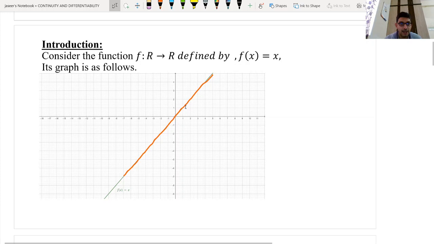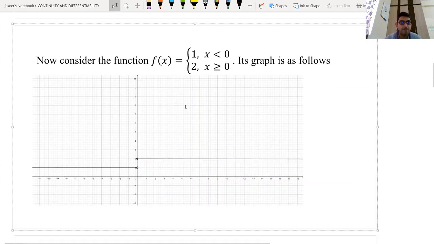Now if you consider another function, f of x is equal to 1 if x is less than 0, and 2 if x is greater than or equal to 0. Now suppose we draw the graph of this one. When we are coming from the left of 0, it is 1. So at 0 the function value changes. If you are drawing this graph, we have to lift the pen at 0, or there is a break in this graph at 0. So there is a break for this particular graph at 0.